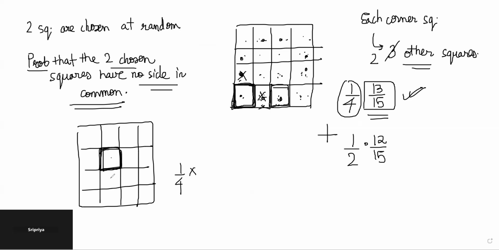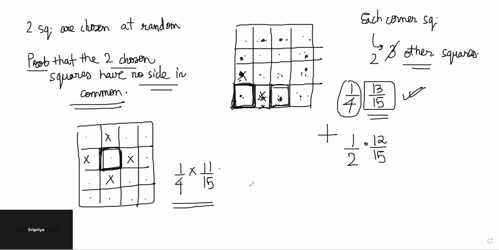Once I have chosen this, which squares are not allowed? 1, 2, 3, 4. So 4 are not allowed, and 1, 2, 3, 4, 5, 6, 7, 8, 9, 10, 11. 11 are allowed, right? So 11 by 15 in the next step. And then I have covered all the cases.